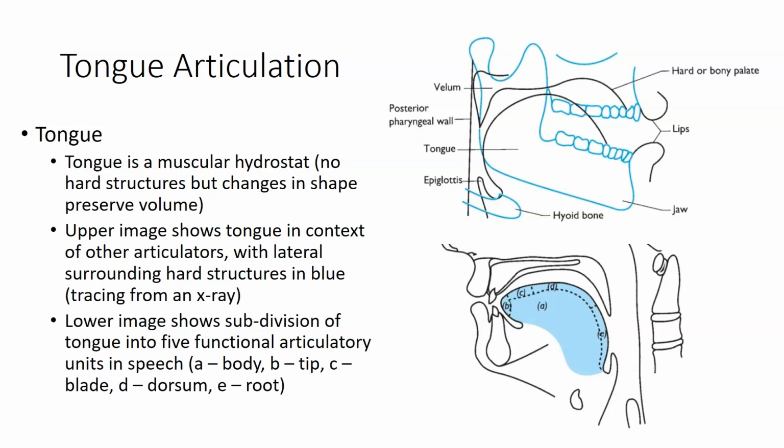The lower image shows subdivisions of the tongue into 5 different functional articulatory units. Most of the bulk of the tongue, marked by A, is the tongue body. At the very front of the tongue near the teeth is B, the tongue tip. Just behind the tip is C, the tongue blade. The remaining part of the surface of the tongue that's in the oral cavity is the tongue dorsum, and the surface of the tongue in the pharyngeal cavity is the tongue root.